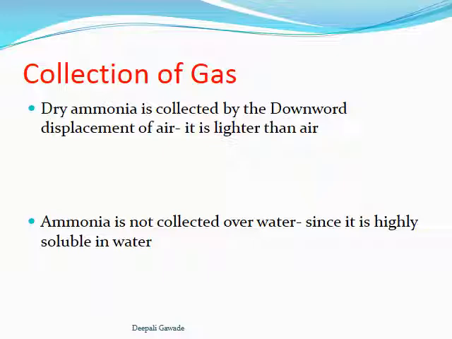Collection of the gas. Dry ammonia is collected by the downward displacement of air because it is lighter than air. Vapor density of ammonia is 8.5 and vapor density of air is 14.4. Ammonia gas is not collected over water since it is highly soluble in water. 1 volume of water dissolves about 702 volumes at 20 degrees Celsius and 1 atmospheric pressure.